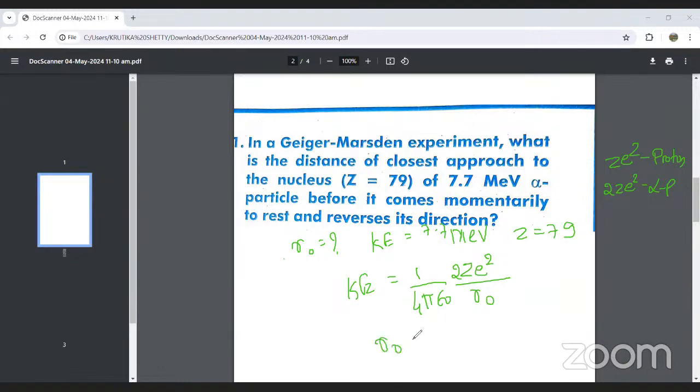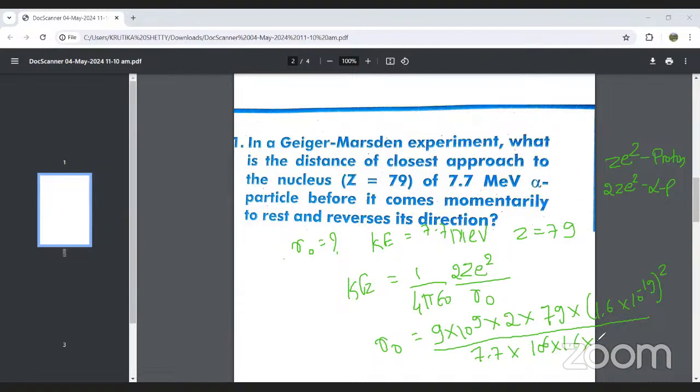We require R naught here. So therefore the R naught is equal to 9 into 10 raised to 9 into 2 into Z value, 79, into E value, 1.6 into 10 to the power of minus 19, its whole square, divided by the kinetic energy. It is given in mega electron volts, so we can convert in joules. That is 7.7 into mega, therefore 10 raised to 6, into 1.6 into 10 to the power of minus 19. So you can simplify this one and calculate the value of R naught.